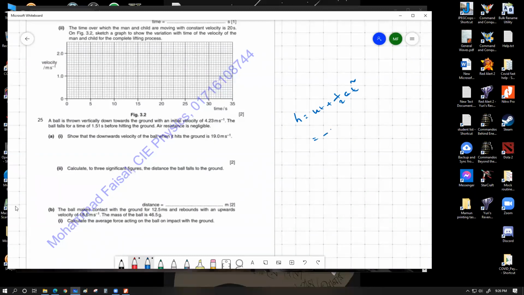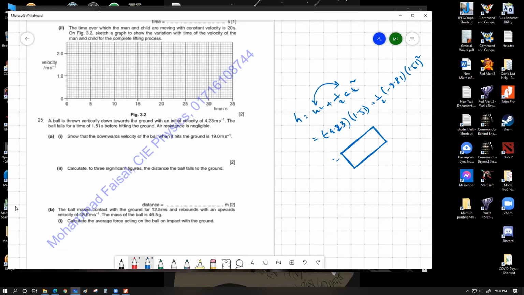I'm going to write minus 4.23 multiplied by 2 times 1.51 plus half into minus 9.81 into 1.51 whole square. This would give me a perfect answer. It's important that you do not mess up the sign of either of them.